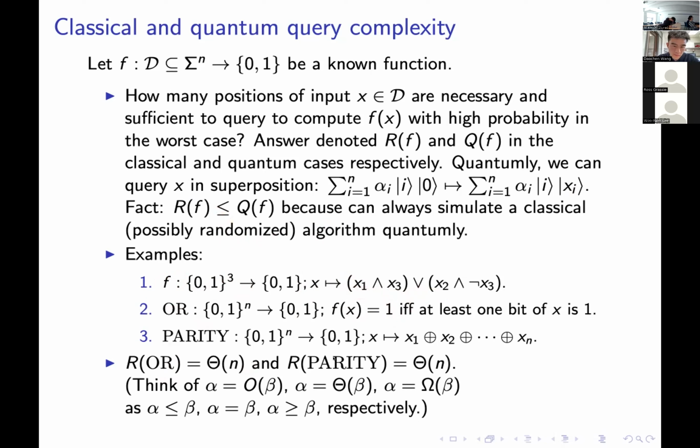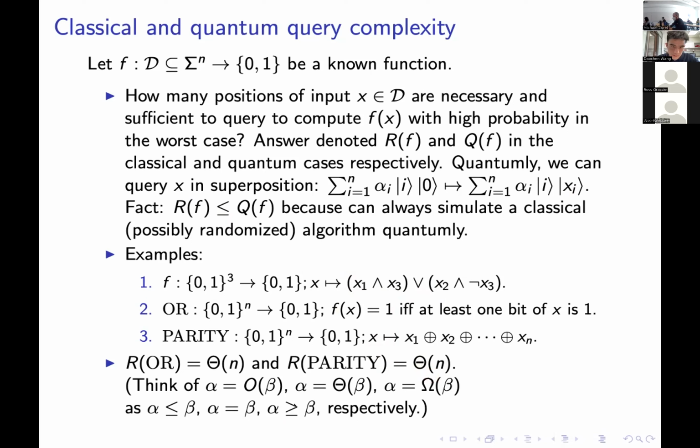Now, a second example would be the OR function. This function is defined to be such that it's 1 if and only if at least 1 bit of x is 1. So it's only 0 on the all zeros input. And finally, we can think about the parity function. The parity function maps input x to 0 if x contains an even number of 1s, and maps it to 1 if it contains an odd number of 1s. So what are the classical query complexities for OR and parity?